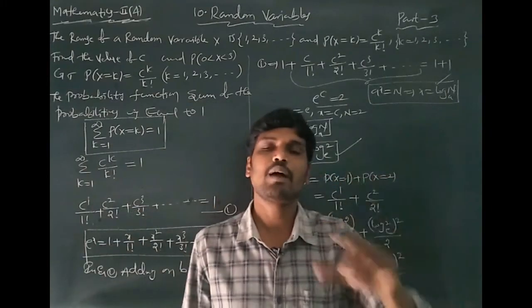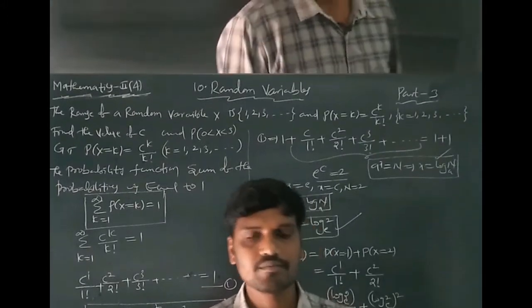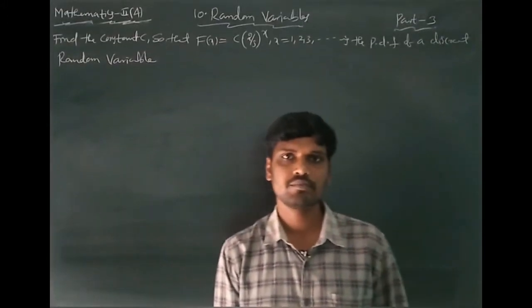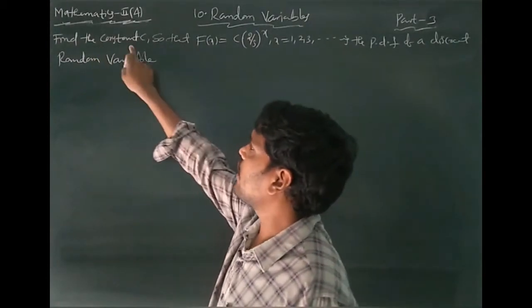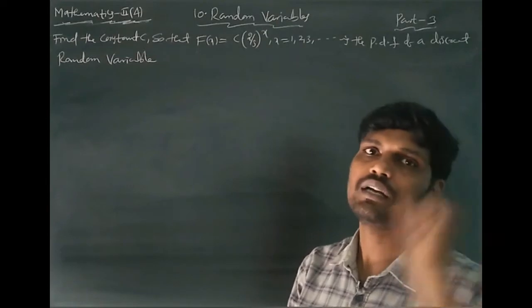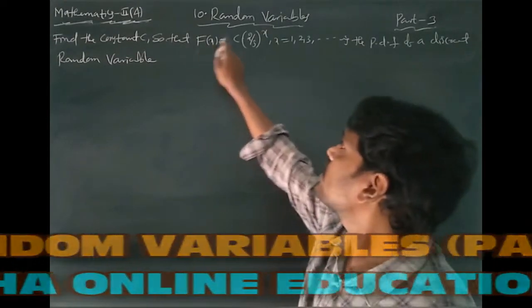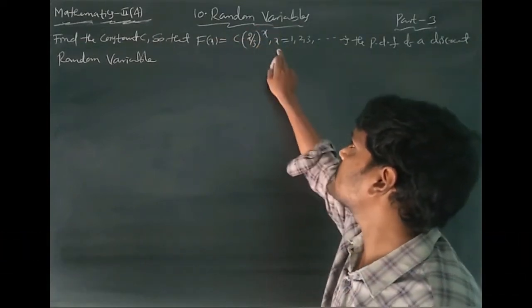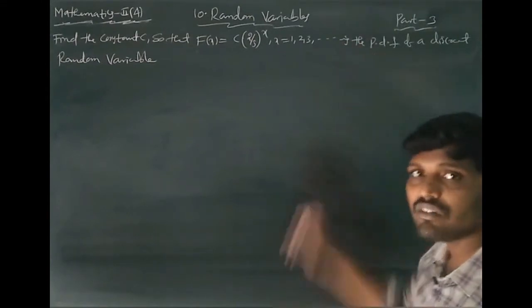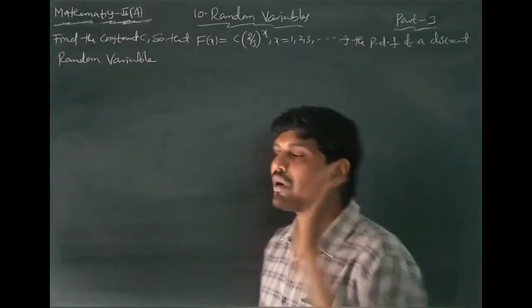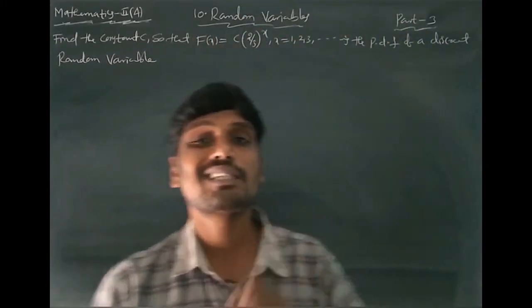This problem sometimes comes for 2 marks, sometimes for 7 marks in the IB examination. This problem comes for 2 marks in intermediate public examinations. What is that problem? Find the constant c, find the value of c here, so that f of x is given by c into 2 by 3 all over x, x equal to 1, 2, 3 and so on, is the PDF, the probability distribution function of a discrete random variable. This is which function? Discrete random variable.